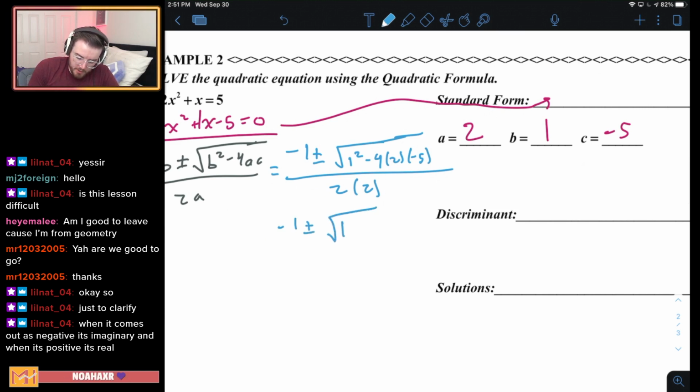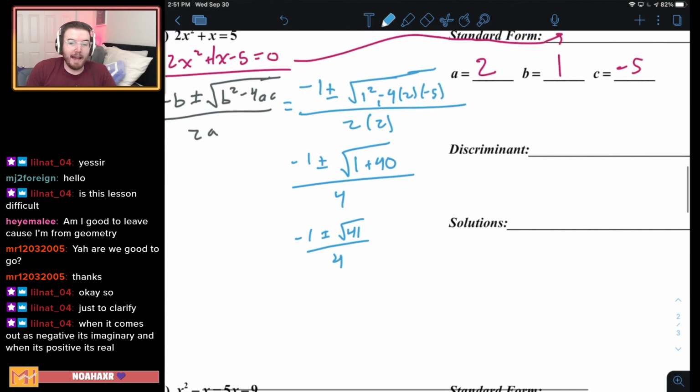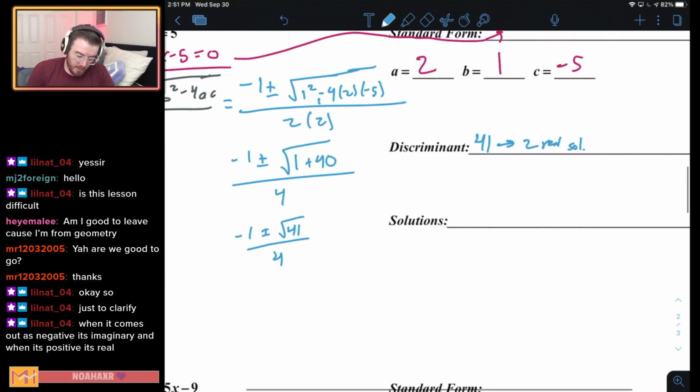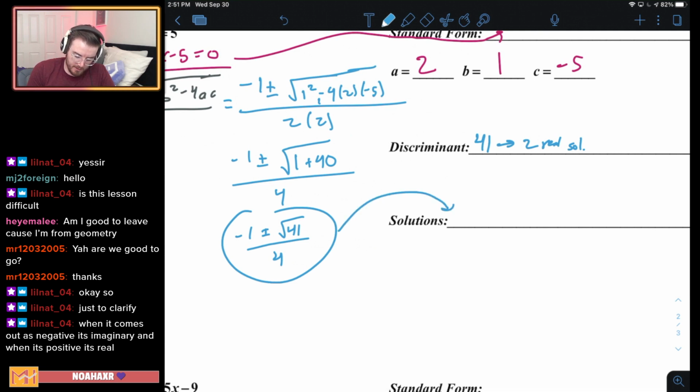So I get 4 times 2 is -8 because of the negative there. And -8 times -5 is 40, all over 2 times 2 is 4. I was jumping ahead in my brain. And then 1 plus 40 is 41, but I'll go ahead and write that as a separate step. So we have real solutions because the discriminant turned out to be positive 41. The number under the square root is the discriminant. And so this is basically our solutions, right?